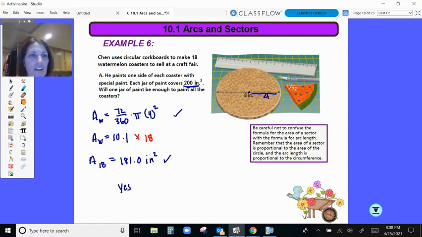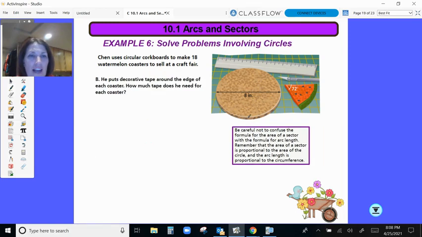Okay, now let's go to this next page here, and this time they're going to ask us, he's going to put decorative tape on the edge of each coaster.